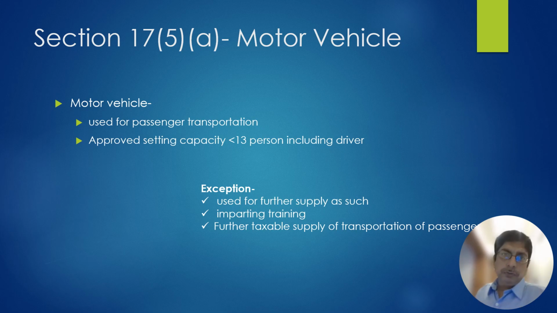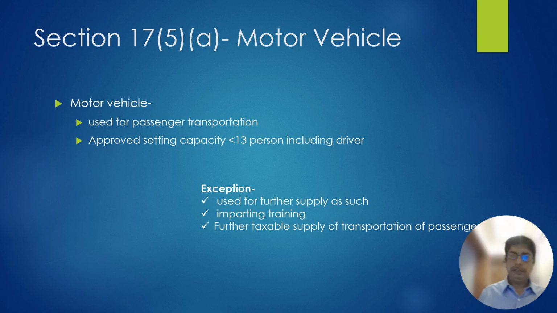Now let's go to the specific items or the specific material on which a GST credit is not available. Section 17, subsection 5, clause A, motor vehicle. What is the meaning of this? That on a motor vehicle which is used for passenger transportation, that is, not for goods transportation, and having a seating capacity less than 13 including the driver, GST credit is not available.